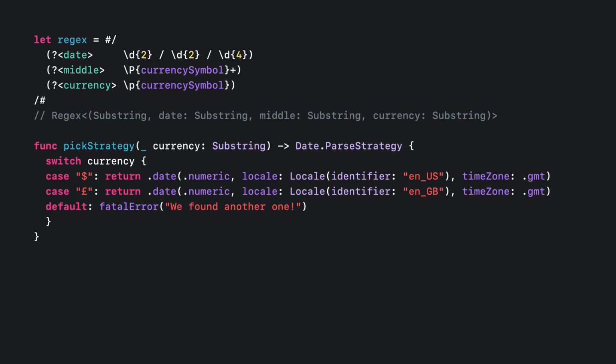Rather than try to cut and splice text manually, we're going to yet again use Foundation's date parser. Pick strategy receives the currency symbol and will determine a parse strategy based on it. All of our assumptions are explicit in code, which makes it easier to adapt and evolve, something we almost certainly will end up needing.